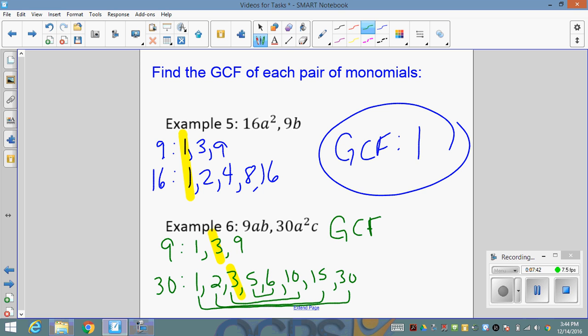So I'm going to start with the 3. Then I have a and a, so the a is common. I've got an exponent of 1 and an exponent of 2, so I'm going to keep an exponent of 1. The b is not common. The c is not common. So my GCF is 3a. That is how we find our greatest common factor. You're going to complete your practice problems, and this is a very important skill as we begin our factoring of polynomials.